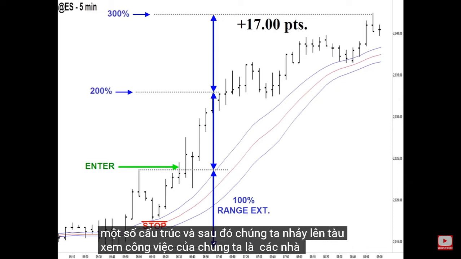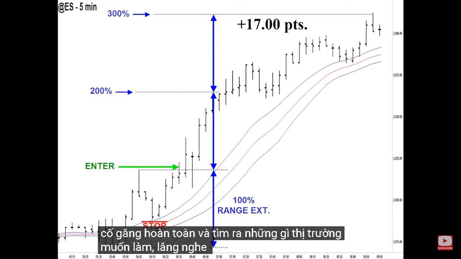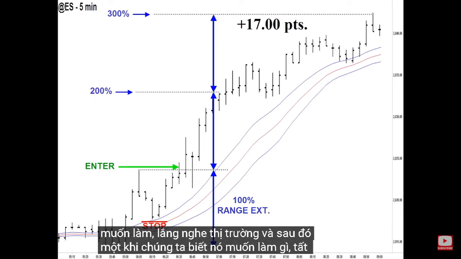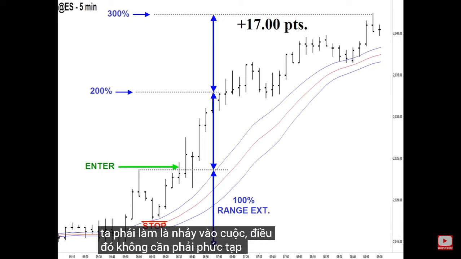See, our job as traders is just simply twofold. Try and figure out what the market wants to do, listen to the market, and then once we know what it wants to do, all we have to do is jump on board. That's it. It doesn't have to be more complicated than that.